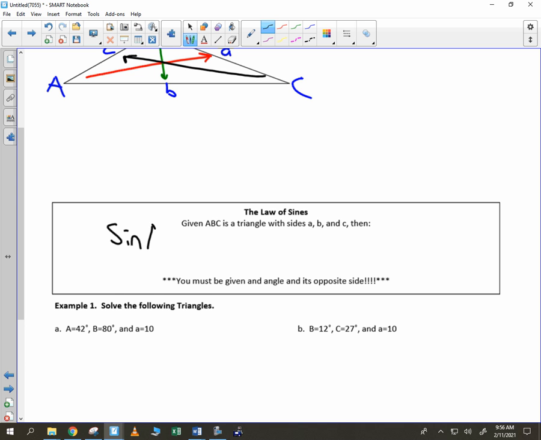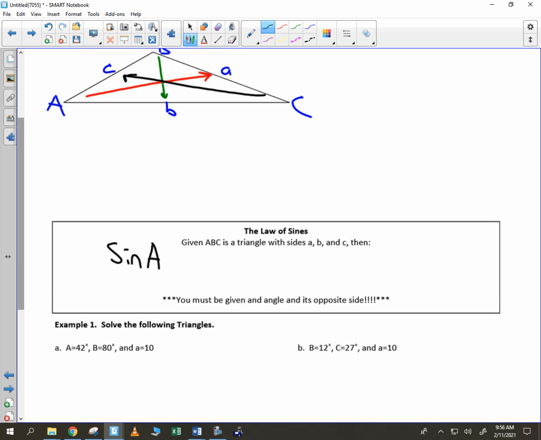Turns out that if you take the sine of an angle, like angle A, and divide it by its opposite side, side A, turns out that that is equal to the sine of angle B divided by its opposite side, side B, which is equal to the sine of angle C divided by its opposite side, which is side C. So it's a really nice formula. It kind of just rolls off your tongue. Sine of A over A is sine of B over B is sine of C over C.